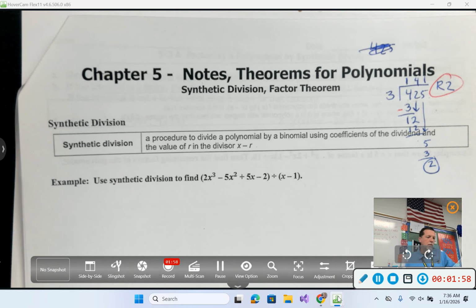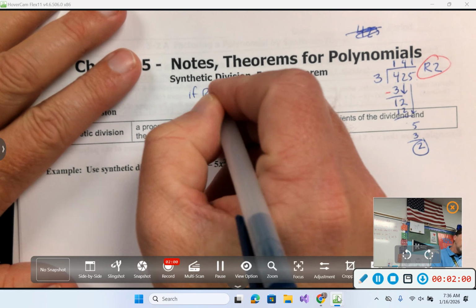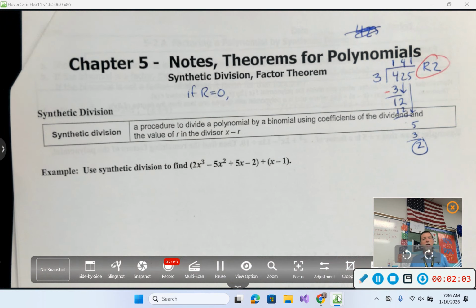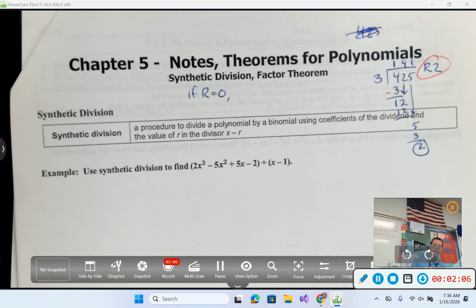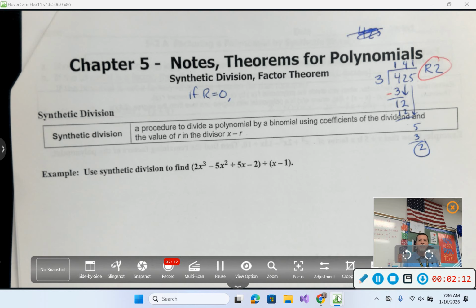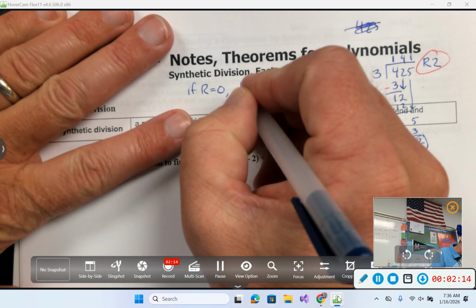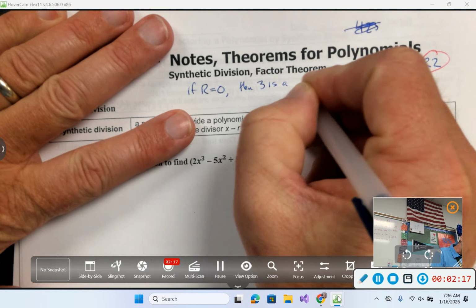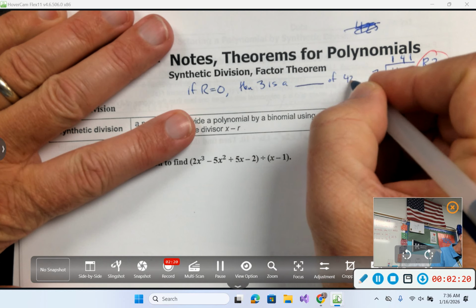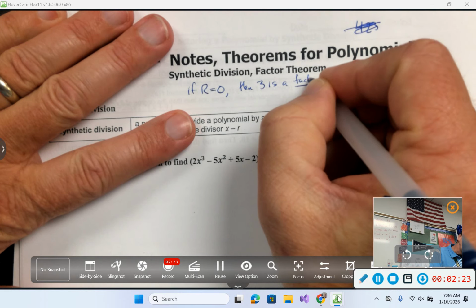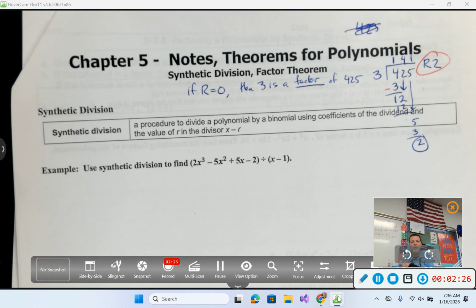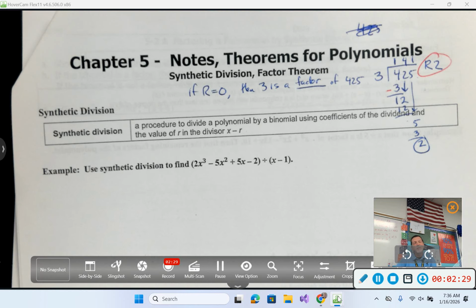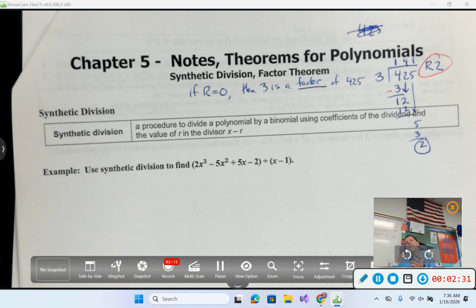What would it mean if the remainder was 0? It means there's no remainder. What would that mean about 3 and 425? I'm looking for a word that's on the page somewhere. If the remainder is 0, then 3 is a blank of 425. Factor. 3 is a factor of 425. I mean, it's not, but if the remainder was 0, then what we divided by is a factor of what we were dividing. Dividend and all the other fancy words.